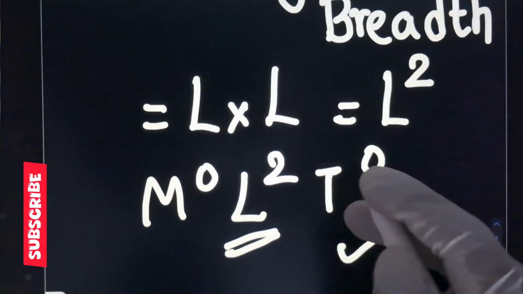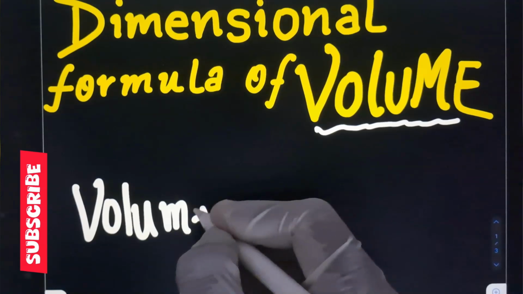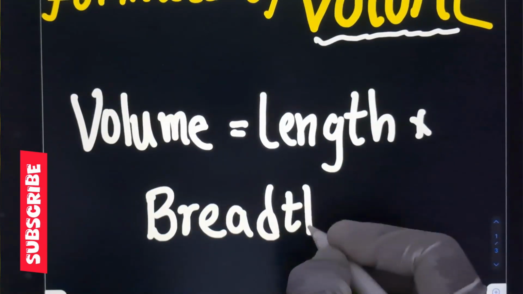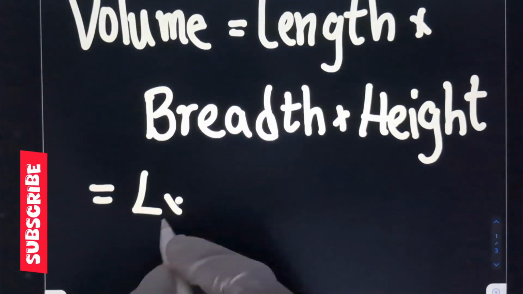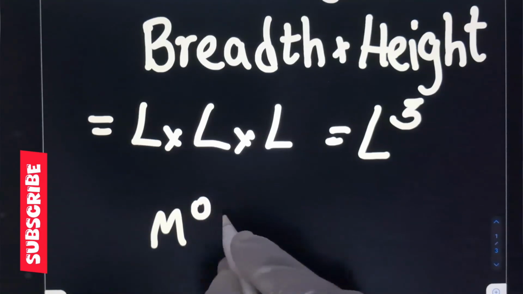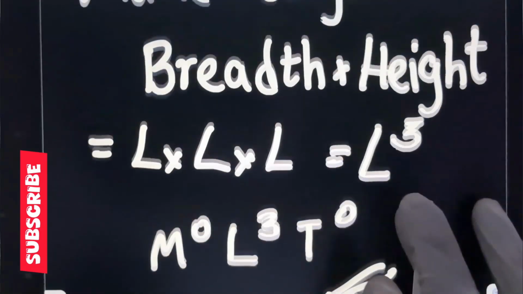To find the dimensional formula of volume: volume is equal to length into breadth into height. As all are in the same units, L into L into L, it is L cube. And the volume dimensional formula is M power 0, L power 3, T power 0.